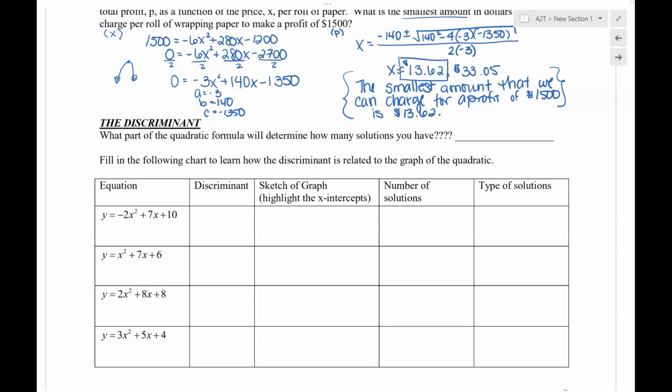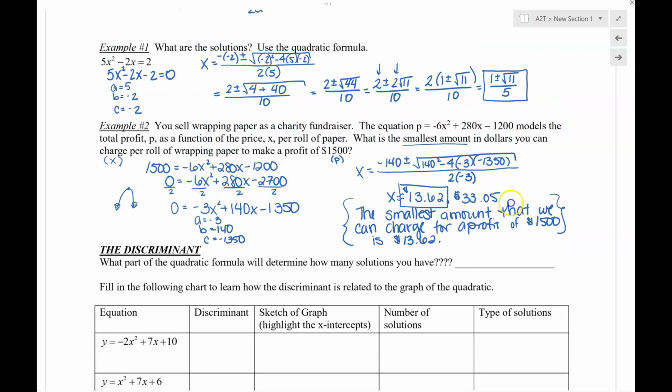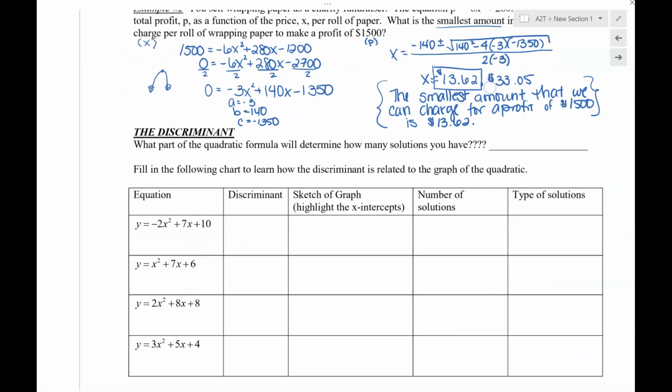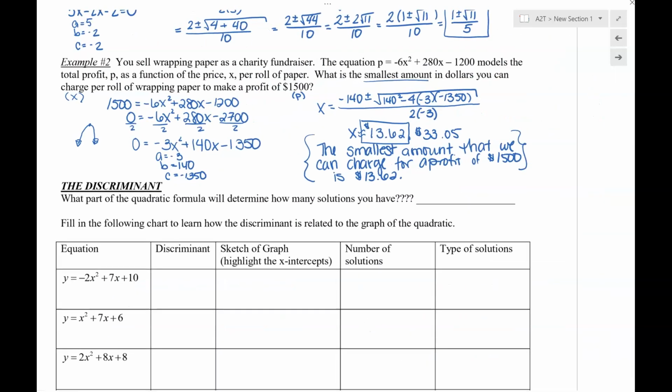If we think about the quadratic formula, what part determines the solutions? Because there's different pieces. We've got negative b, and we've got this radical, and then you have the product of 2a. So what would determine the solutions? If you were to say the radical, you'd be half right.